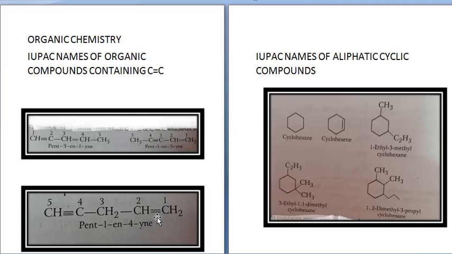See another example. In case both are at equal distance, then the lowest number is given to the carbon-carbon double bond. In this example, if we count from here, the first carbon has a triple bond, and if we count from here, the first carbon has a double bond. But if such a case is there, we give preference to the double bond. So numbering will be done from the side of the double bond. So 1, 2, 3, 4 and 5. So this carbon chain will be pent-1-en-4-yne.